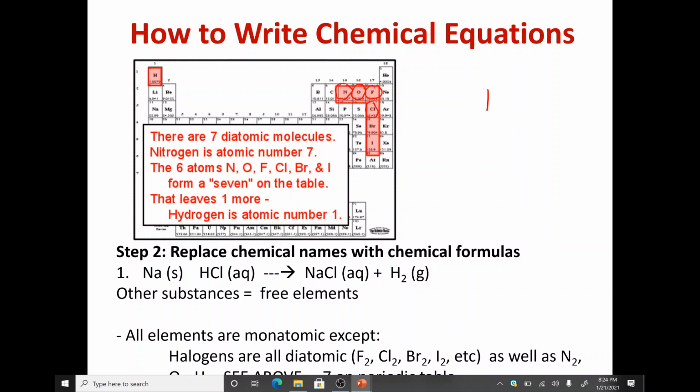It's in the shaded part, that's a 7. You put N2 instead of N1. If you see fluorine gas, it's F2. If you see bromine gas, it's Br2. If you see solid iodine, it's I2. By the way, there's also a hydrogen up here, H2. Those are the 7 diatomic elements you need to memorize.